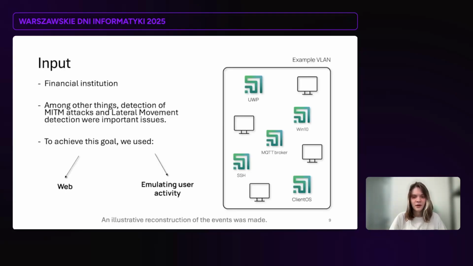So what do we have? This time it was a financial institution. It processes vast volumes of confidential data. And among other things, they asked us to help with dealing with the risk of man-in-the-middle attacks and lateral movement. So what did we use to address this specific request? It was a decoy that emulates web, and a decoy that emulates user activity to make this whole installation more alive, to blend it in more precisely.